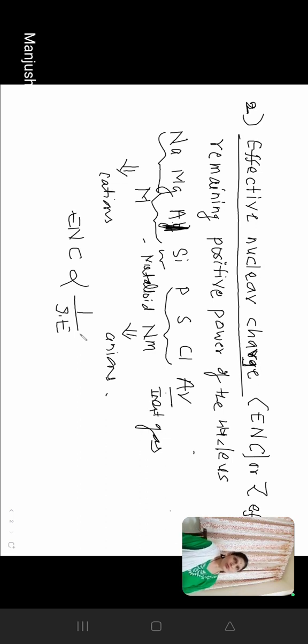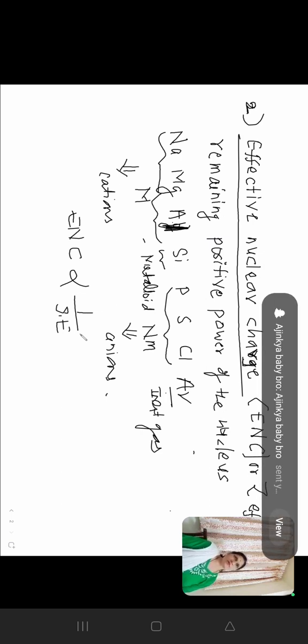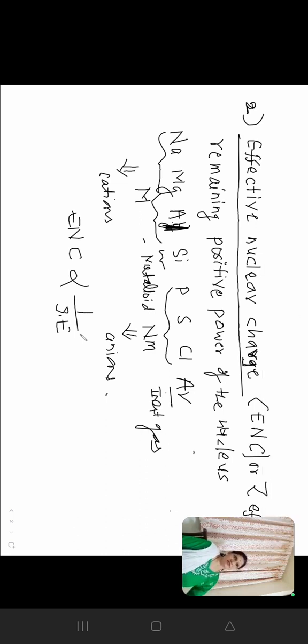Now what happens down the group? Down the group, same story again. Atomic number increases, nuclear charge also increases. So remaining positive power should increase, but the increase in the number of shells dominates over the increase in nuclear charge. So the number of shells is added, therefore ENC decreases down the group. Screening effect and ENC are inversely proportional to each other. So down the group, screening effect increases and ENC decreases. Have you followed that?